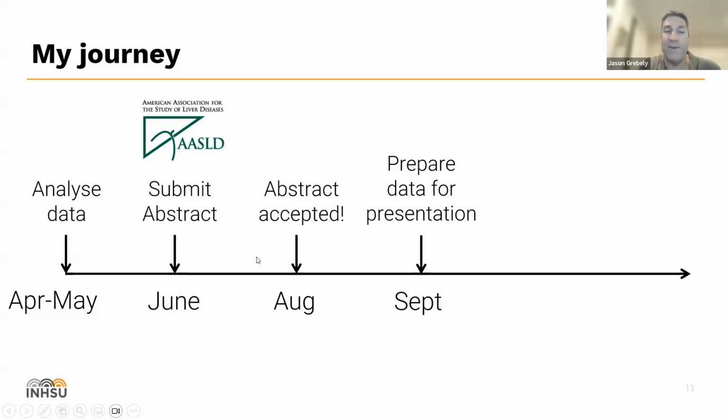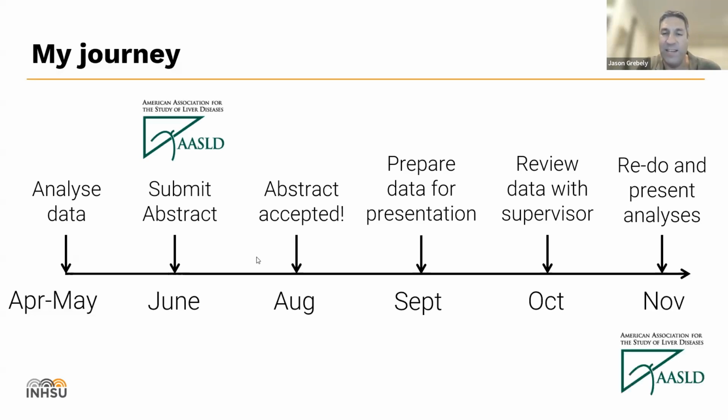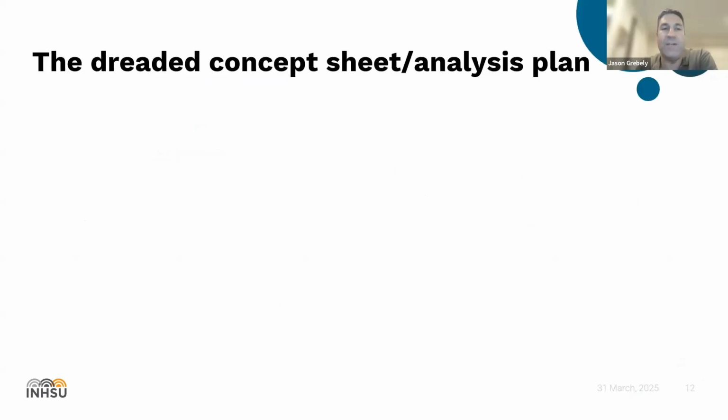And then I'd find myself preparing the data for presentation again. I would then review my data with the supervisor, and he'd provide a bunch of great suggestions and ideas. But it meant I had to go back and redo and present the analyses because I'd missed some bit and hadn't thought of a key part of the study population. So I started to get a bit frustrated with that.